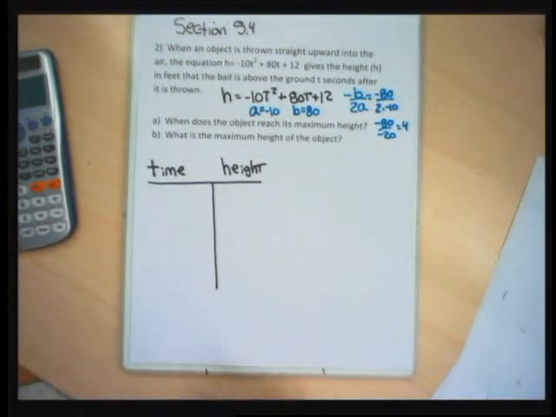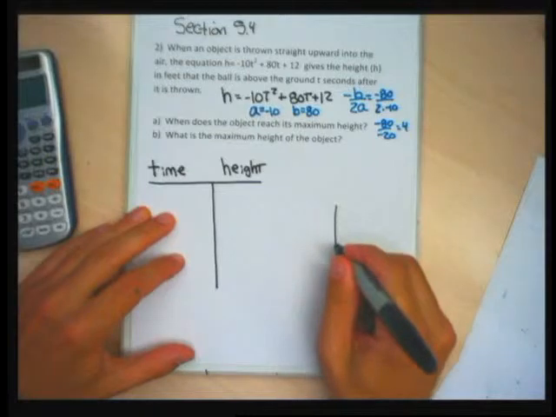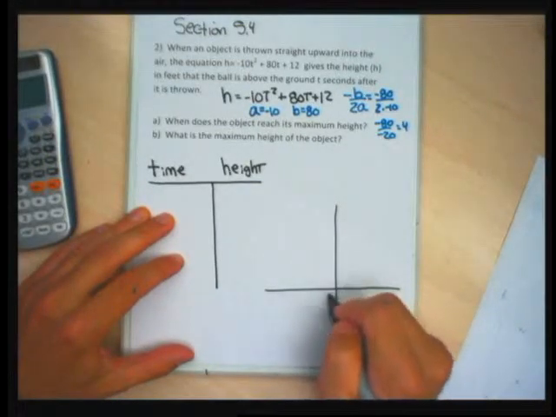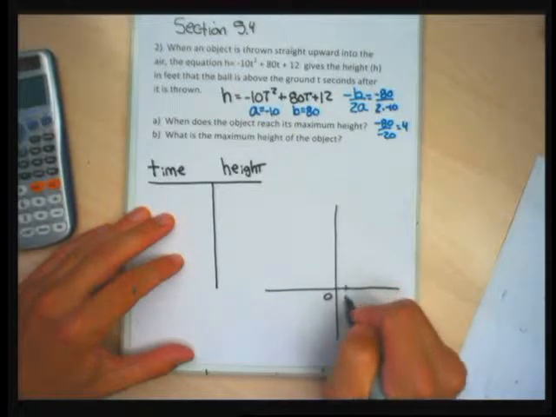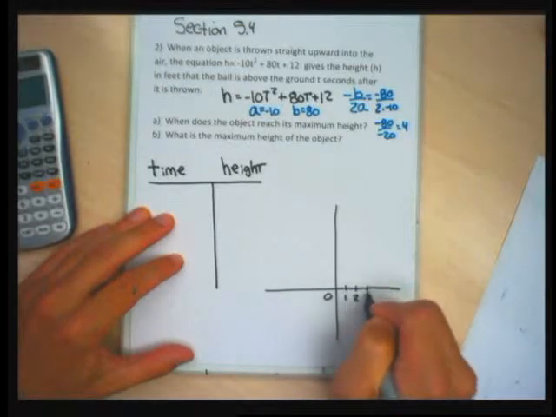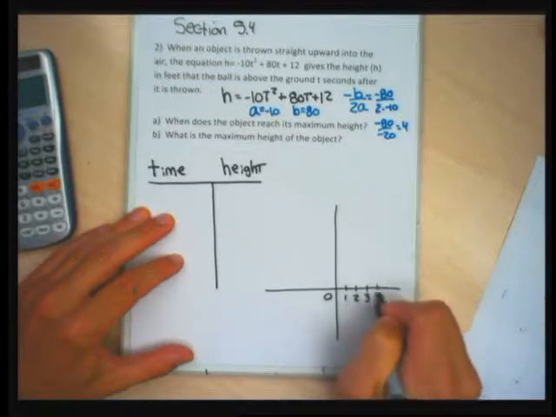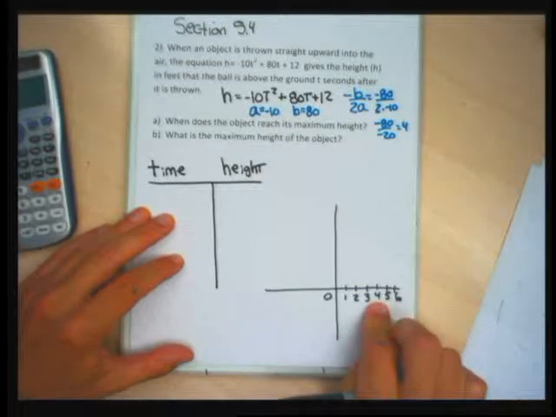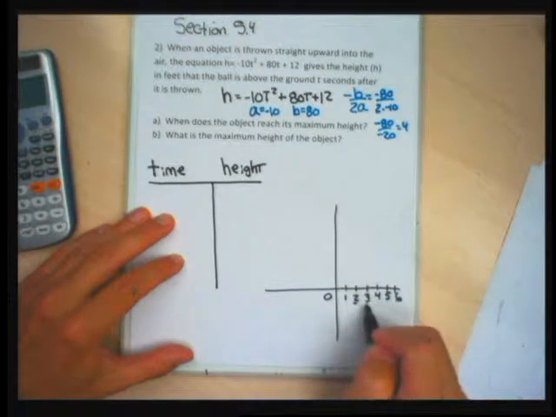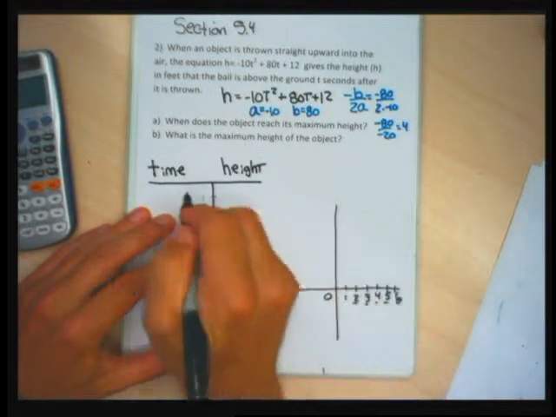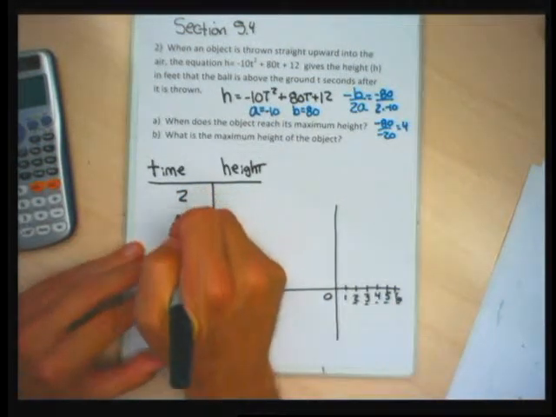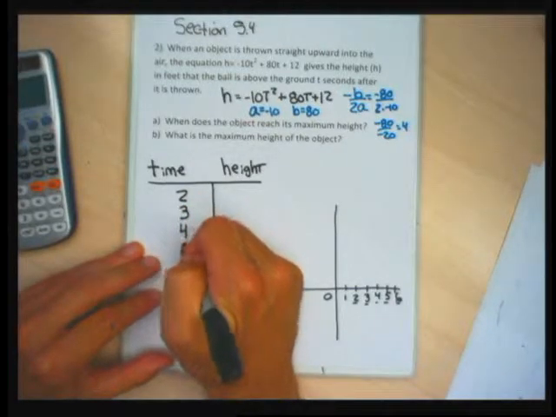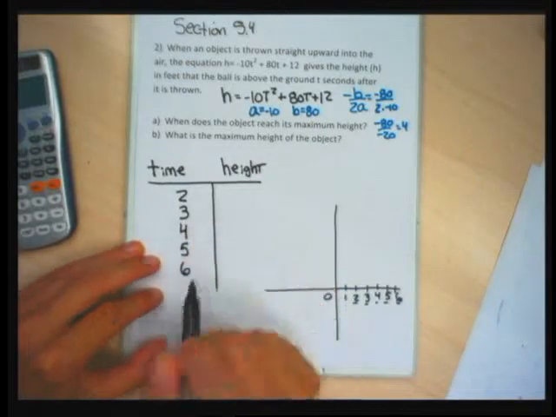So I'm going to even sketch a graph. I really don't have to sketch a graph, but it might help you understand the problem. So in order to sketch my graph, I need to know my x column. So I'm going to find 4 on the x-axis, and my table is going to go 2, 3, 4, 5, 6. So it means then the 2 stands for 2 seconds, the 3 stands for 3 seconds, the 4 for 4 seconds, and the 5 and 6 for 5 and 6 seconds.